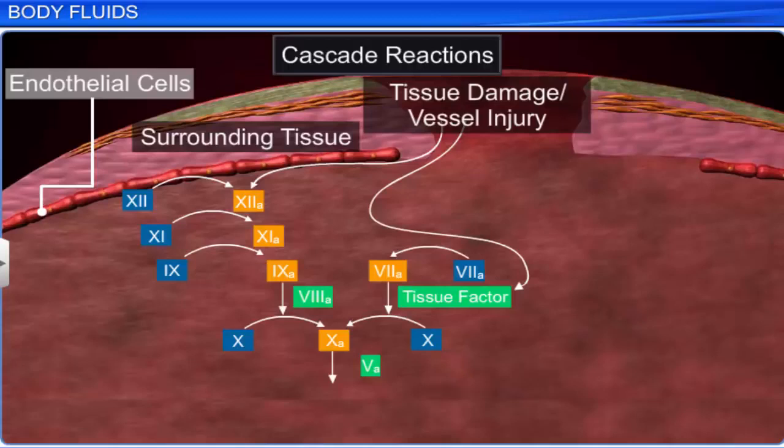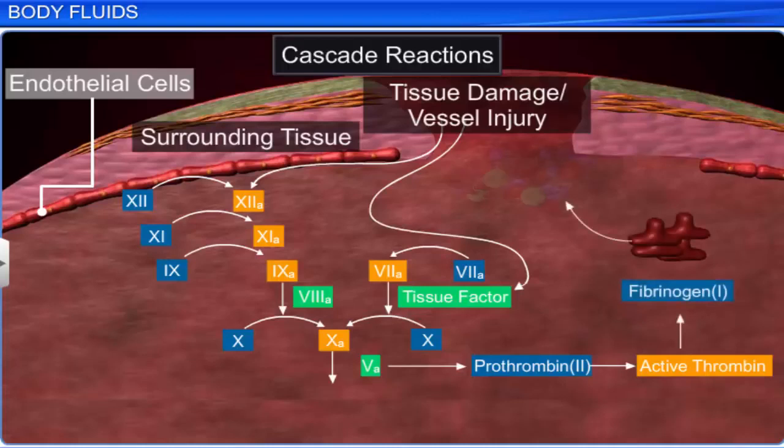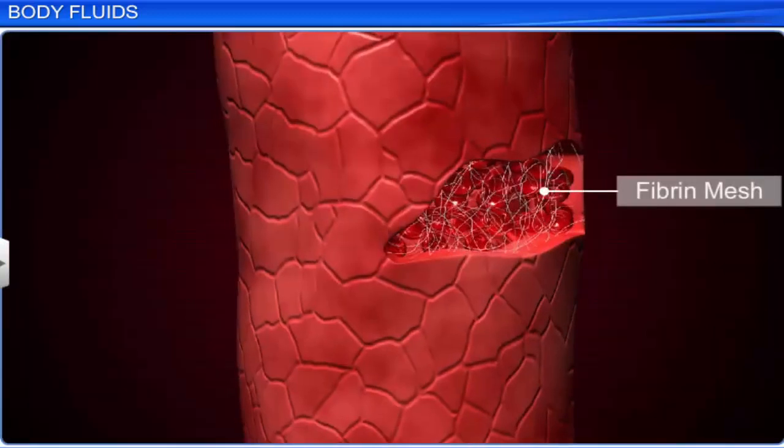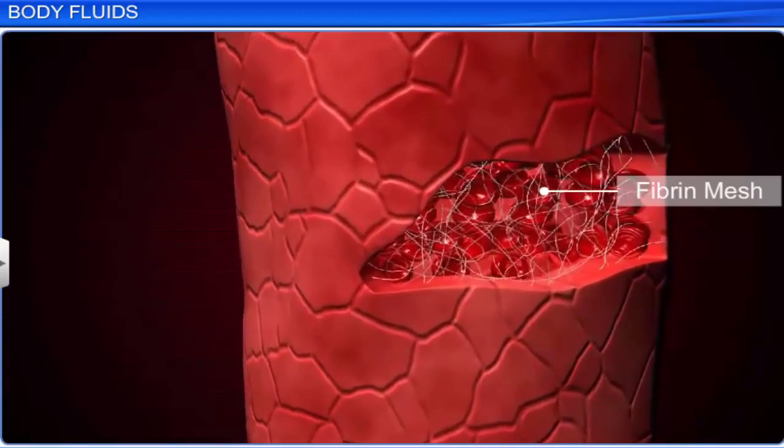These reactions catalyze the conversion of inactive prothrombin to active thrombin, which in turn helps convert inactive soluble fibrinogen into active insoluble fibrin. Fibrins form a mesh in which dead and damaged blood cells are trapped to stop blood loss.